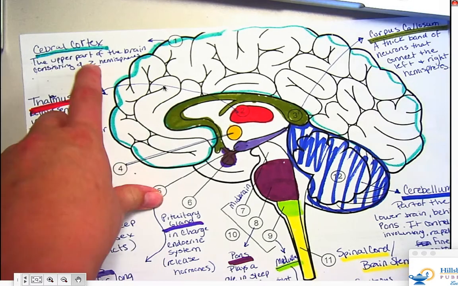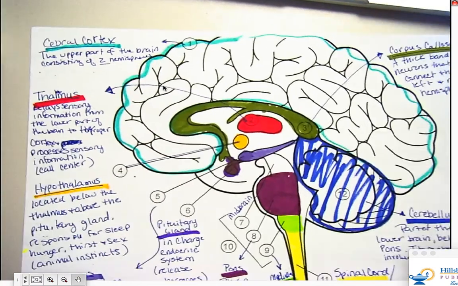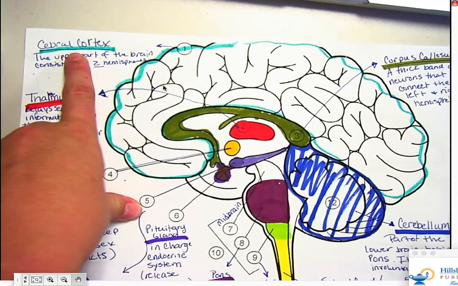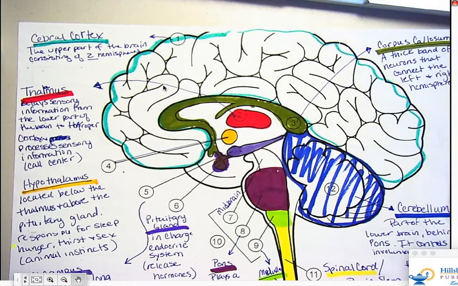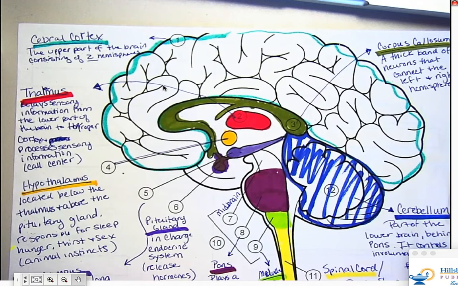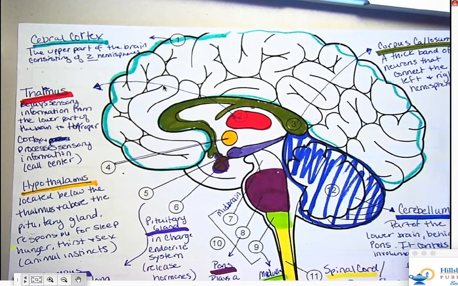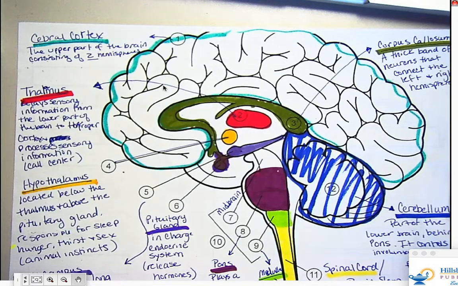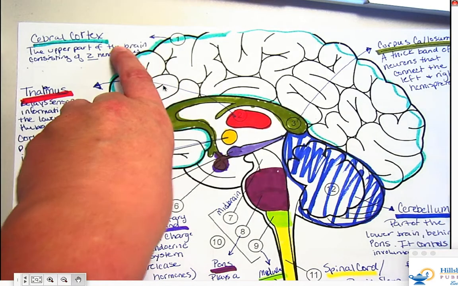So, at the top, your cerebral cortex is the upper part of the brain, consisting of two hemispheres. That's your cerebral cortex. What is the wrinkles of the brain called? Anyone can raise their hand and tell me what it's called. What do you got, Annie? Corticalization. Why is the brain wrinkled? More surface area. Because the actual surface area of the brain is actually called the what? Cerebrum. Okay? The cerebrum is the actual outer layer of your cerebral cortex.